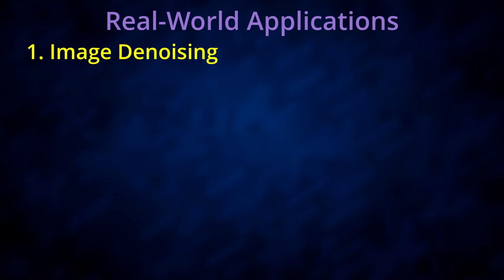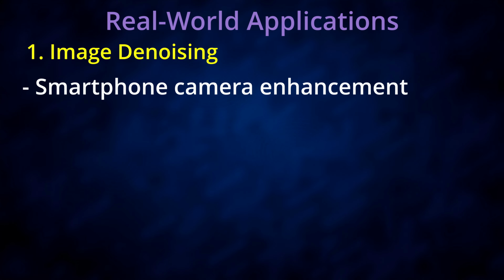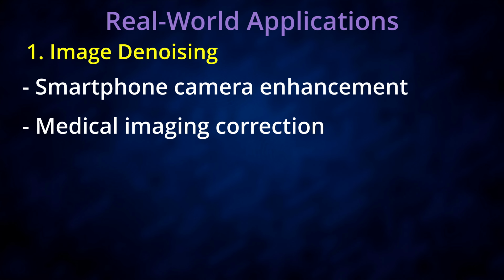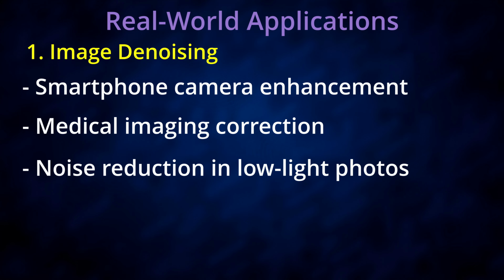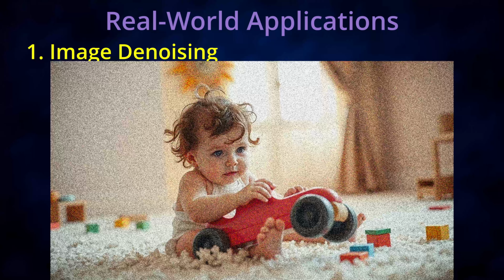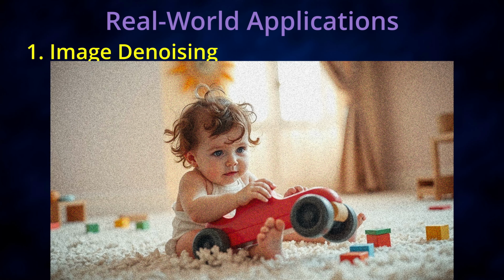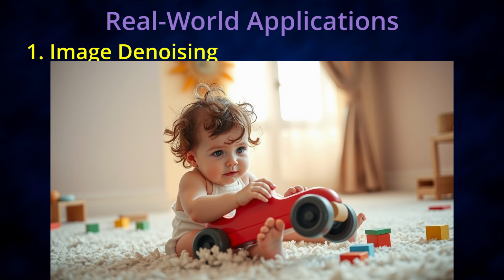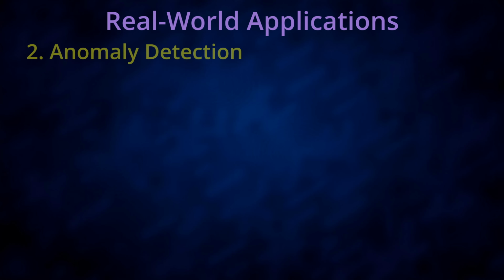Real-world applications. Image denoising. Feed a noisy image in. The autoencoder cleans it automatically. This is used in smartphone camera enhancement, medical imaging correction, and noise reduction in low-light photos. Example: take a grainy night photo. The autoencoder reconstructs the scene with clarity.